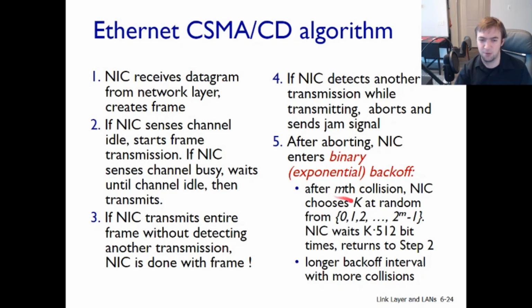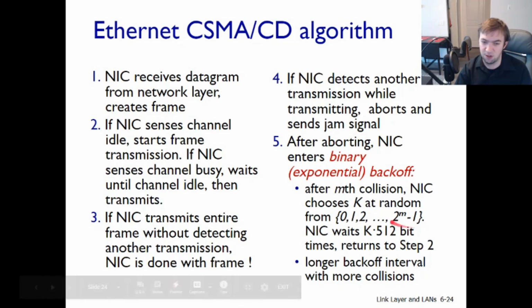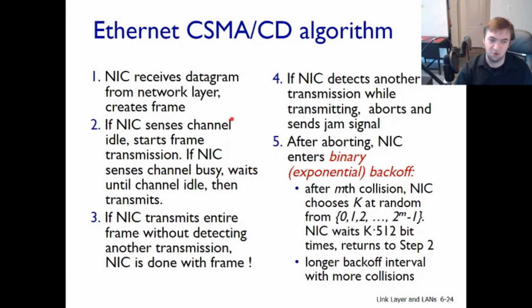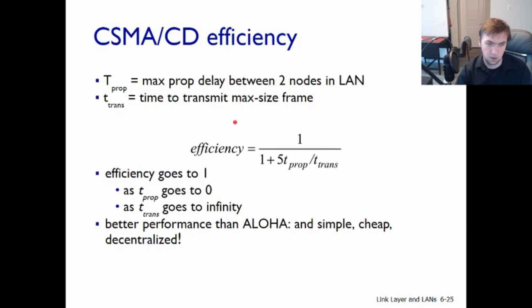So after the mth collision, you choose a random number, k, between 0 and 2^m minus 1. And so the network interface controller waits for k times 512 bit times and then goes back to step 2, trying to see if the channel is idle and so on and so forth. This means that as more collisions have happened, there's a longer interval before you wait and start again trying to send out your message. So what's the efficiency of this algorithm look like?